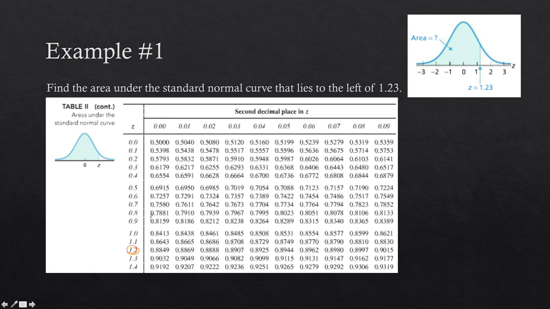So that's the whole number and the tenths place. Now we go over here to get the 3. This is our hundredths place. So you want to figure out where those meet. Well, they meet right here. So a z-score of 1.23 has an area of 0.8907 to the left of it. It's important that you realize that we're finding the area to the left, the area to the left. We'll talk about the area to the right in just a minute.